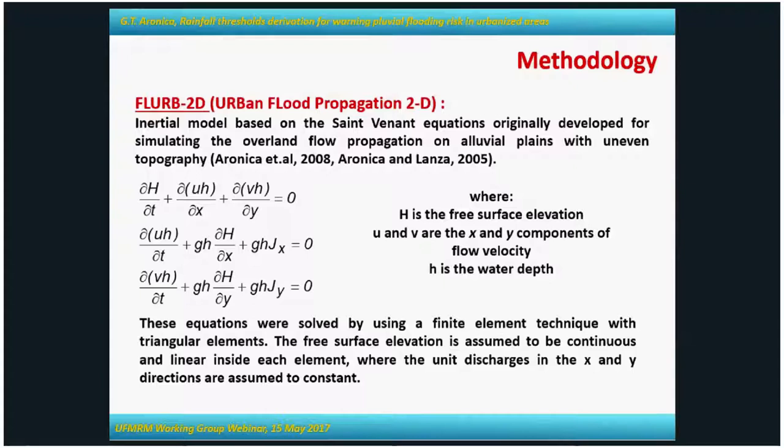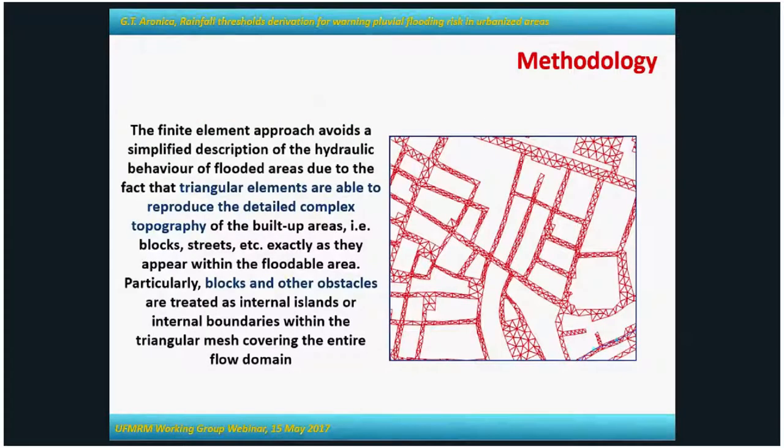are solved by using finite element technique with triangular elements. And why finite element and why triangular elements? Because you can see from this picture a detail of the study area we used for this presentation. The finite elements allow to model a very complex topography, because of the geometrical characteristics like blocks, streets. You can see in the figure the white areas are blocks, which are essentially modeled as islands, and the triangle elements can model in a very detailed way all the roads and the small, I would say, lanes beneath or among the different blocks.